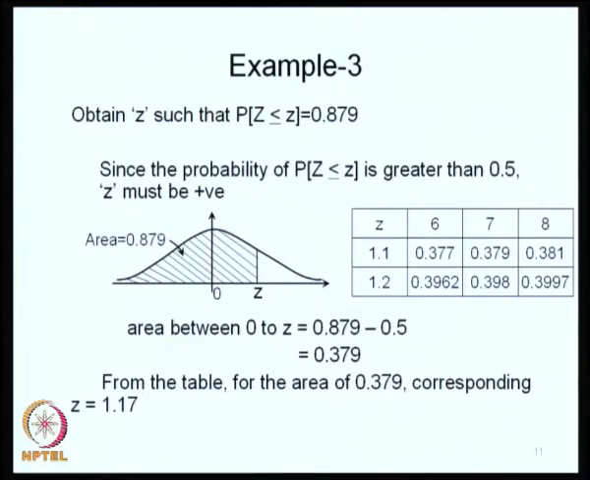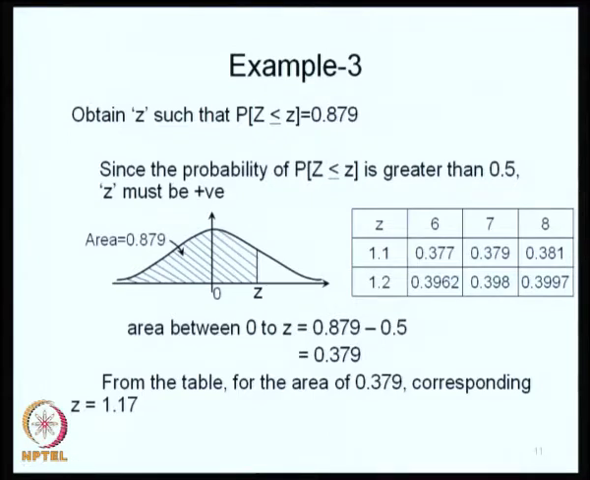Again, we will now do a different type of example, where the probability of z being less than or equal to z has been specified as 0.879. We are interested in getting the associated value of small z. So, we are asking the question, what is the value of small z for which the probability of z being less than or equal to z is equal to 0.879?